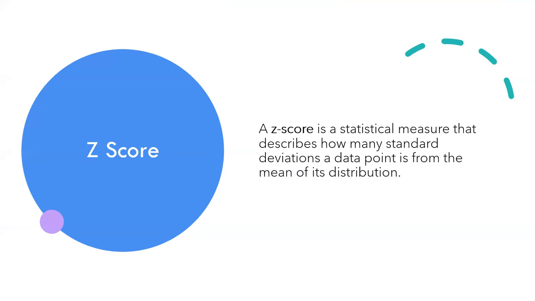All right. So a Z-score is a statistical measure that describes how many standard deviations a data point is from the mean of its distribution. In a previous video, we looked at central tendencies: the mean, median, and mode. In this Z-score, we're focused on the mean, or the average. If we know the average of your data set, then we can use standard deviation to see which participant, which student, whoever it is that you're studying, has a standard deviation away from the mean.